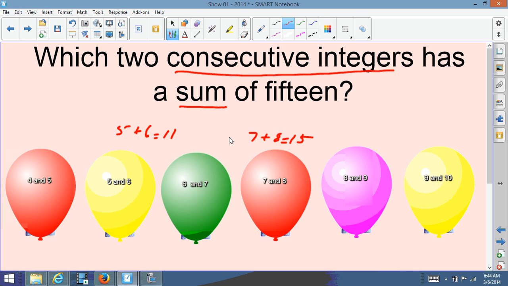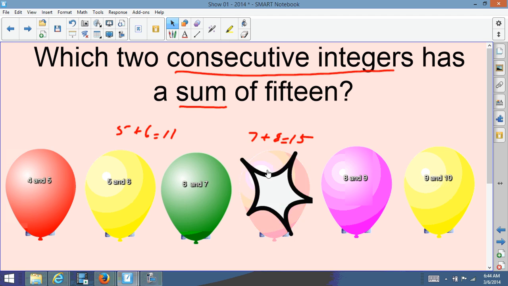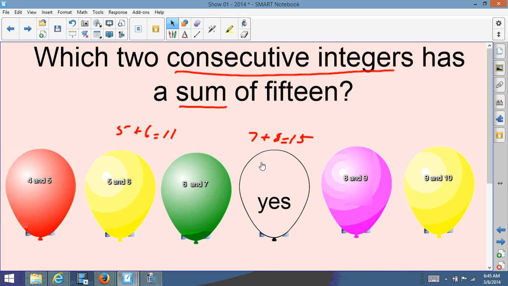So I'm going to say the two numbers that come right after each other, like 7 and 8, add up to 15. I couldn't use 5 and 6 because they add up to 11, even though they do come after each other. So my guess is going to be 7 and 8. Yes, that is it. Good question.